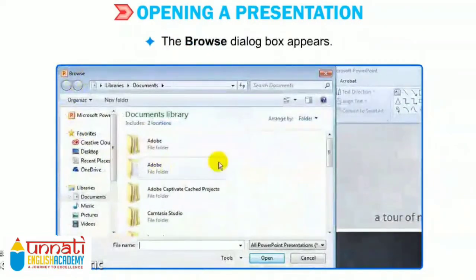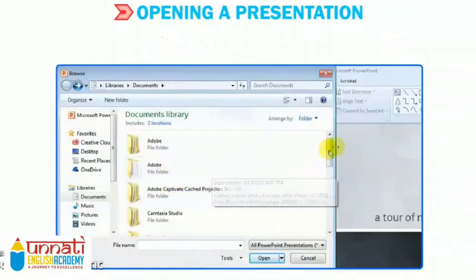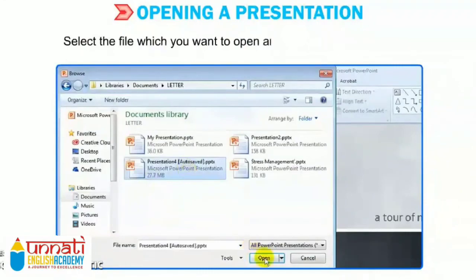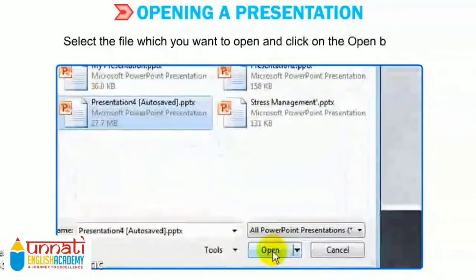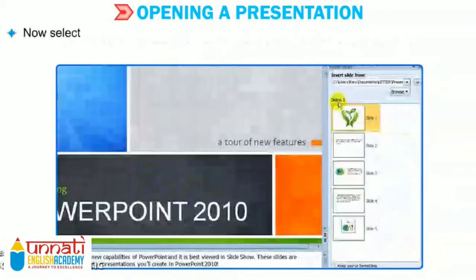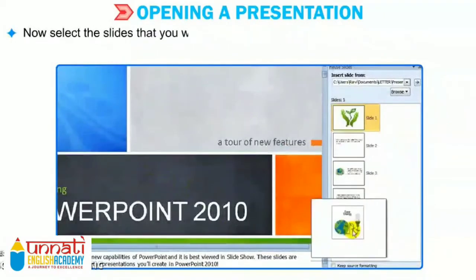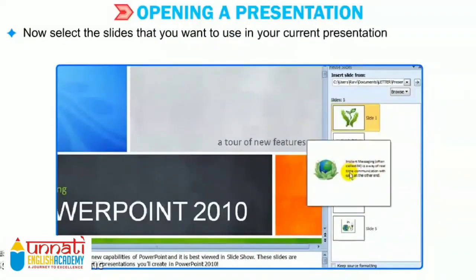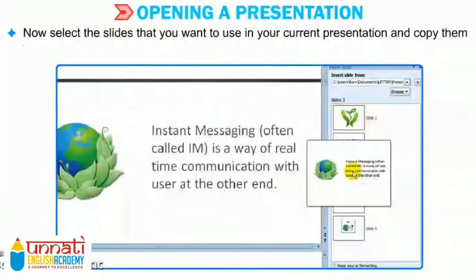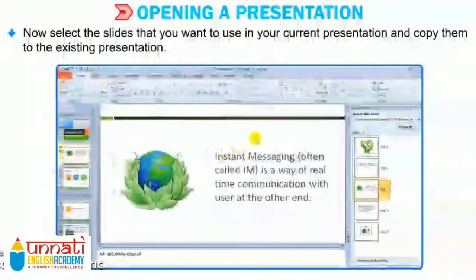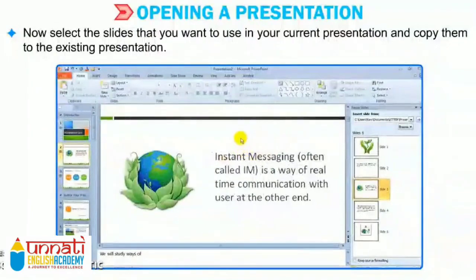The Browse dialog box appears. Select the file which you want to open and click on the Open button. Now, select the slides that you want to use in your current presentation and copy them to the existing presentation. So here we have copied our slide from another presentation.